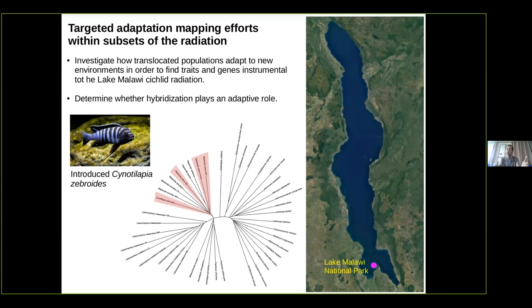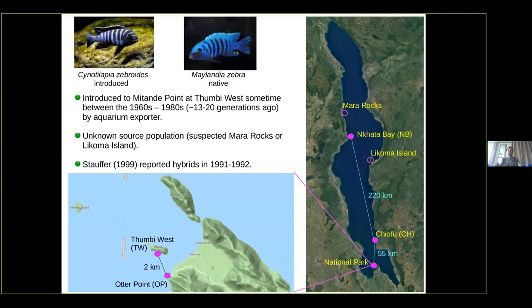What genes and what traits are important, and is hybridization with the native species playing an important role in promoting the adaptation? So, like I said, this species, Cynotilapia zebroides, was introduced into the Lake Malawi National Park. And these are in Buna, I should say. They were introduced about 13 to 20 generations ago, so fairly recently. And in the early 90s, there were some natural history observations that it looked like they were starting to hybridize with the native Maylandia zebra.